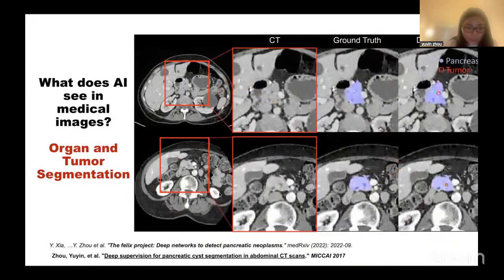Also, this was our previous technical report about the Felix project, which is basically the key project during my PhD at Johns Hopkins University, collaborating with the Johns Hopkins Medical Institute. We use a very large-scale pancreatic cancer dataset, consisting of different CT images from different phases. And particularly, this is what we get when we are training the segmentation models.